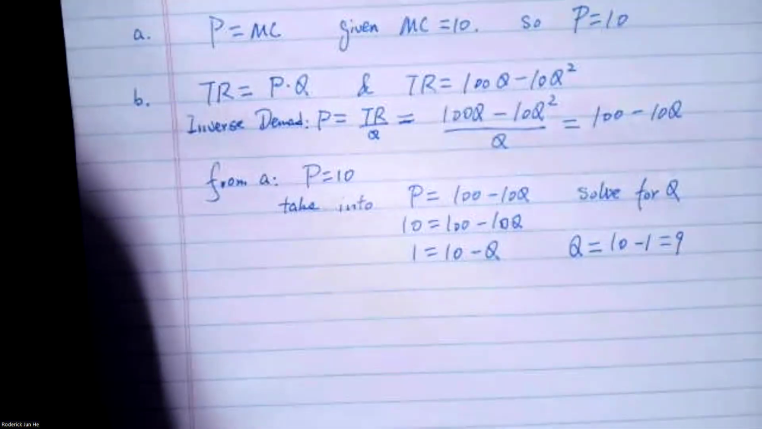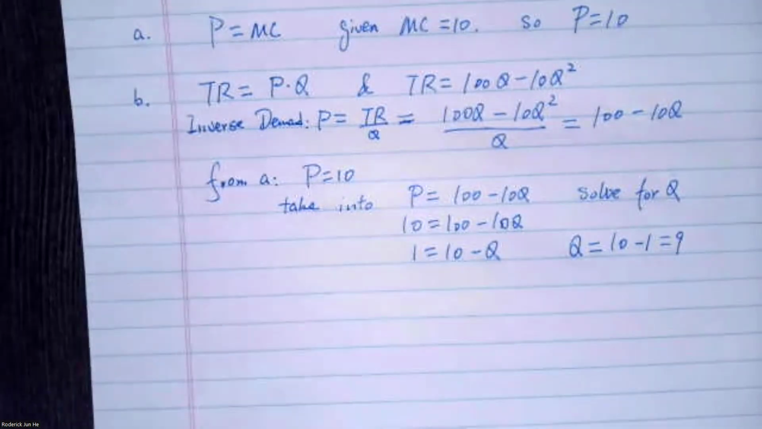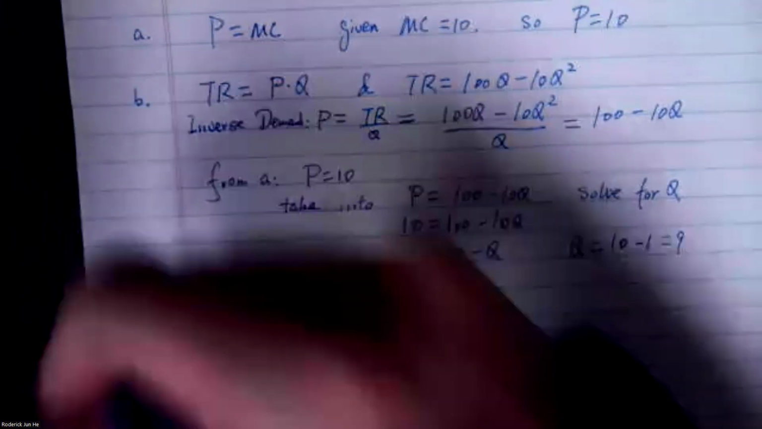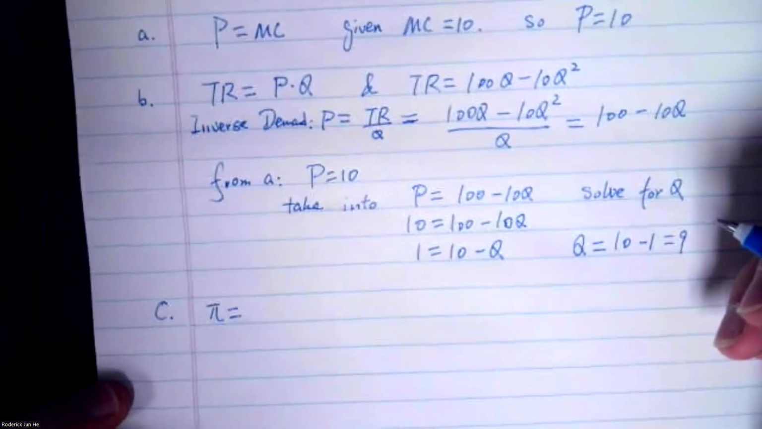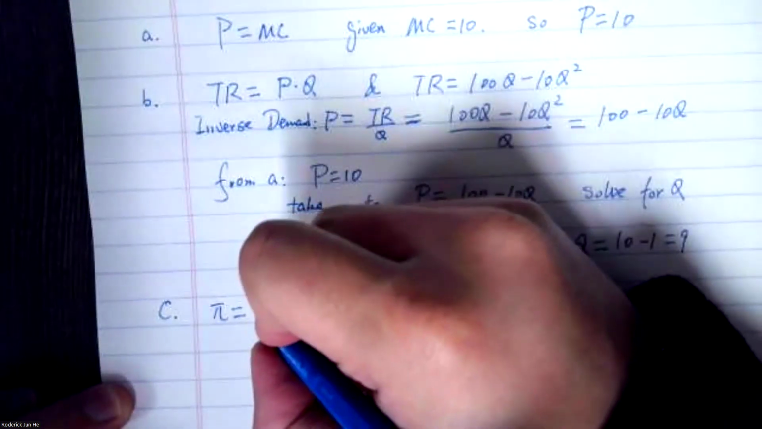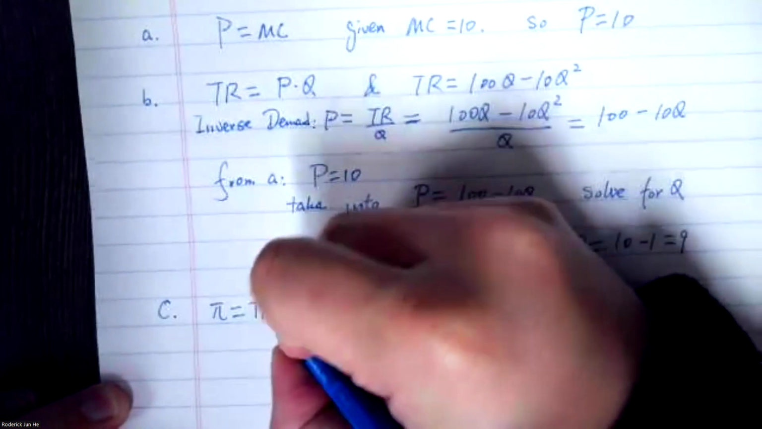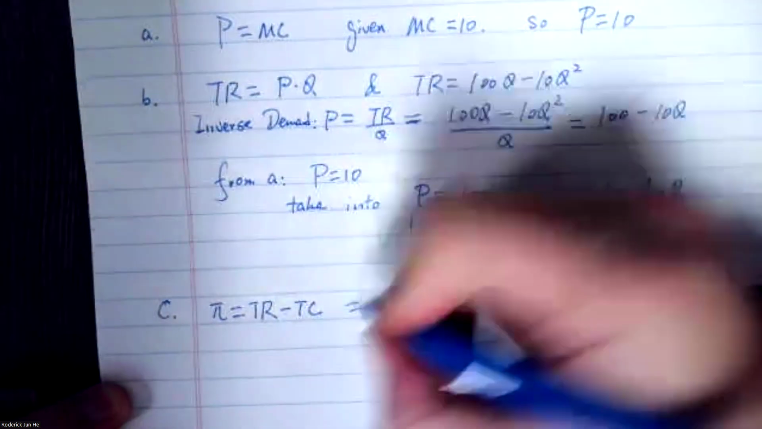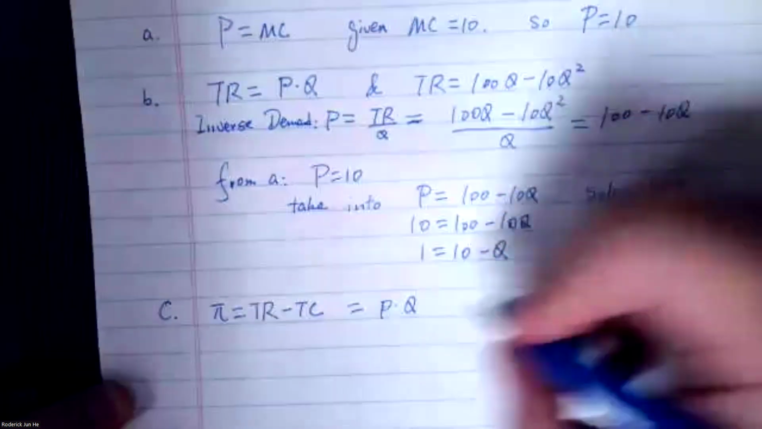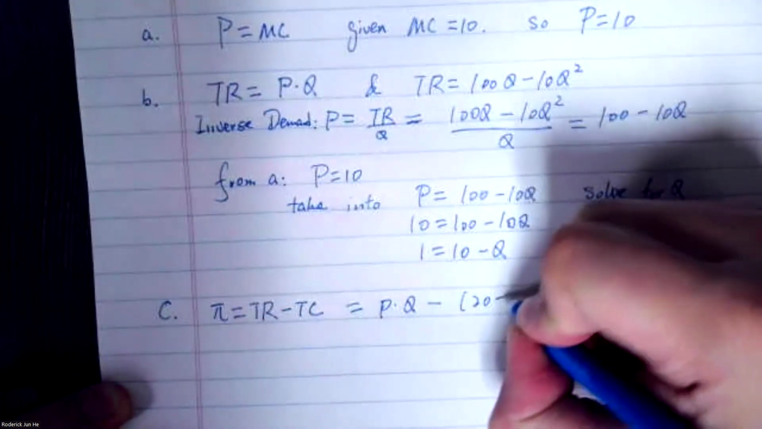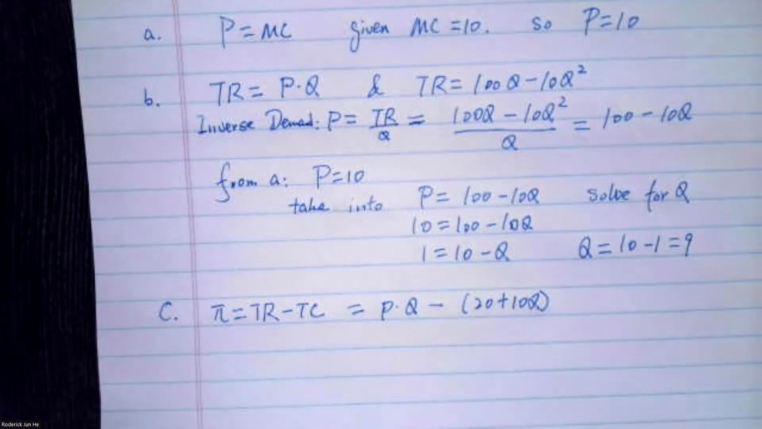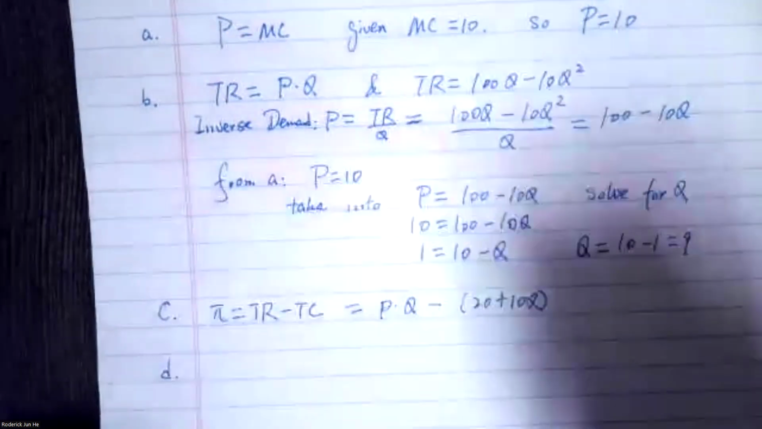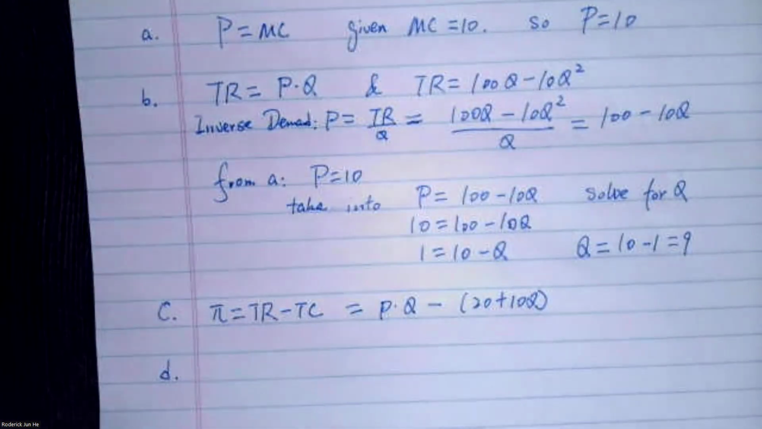So that's question B. And question C asks you to solve for the profit. So profit equals revenue minus cost. And here revenue is price times quantity, minus cost, 20 plus 10Q. So just plug in those numbers and calculate it. And then question D, what price do you charge if you're a monopoly?